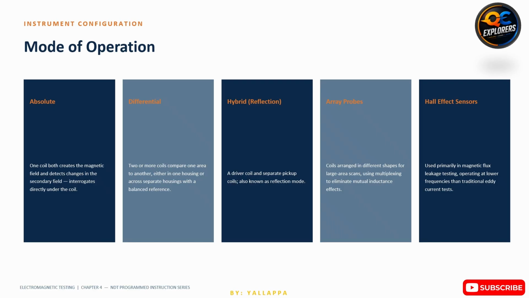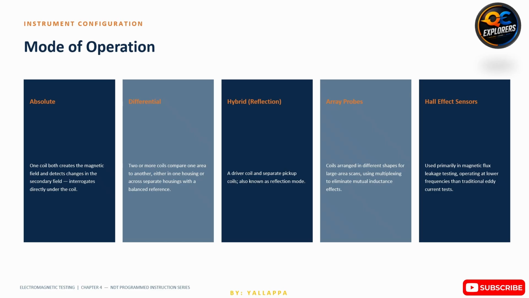The third configuration is the hybrid or reflection mode. In this arrangement, one coil acts as the driver to generate the magnetic field, while one or more separate pickup coils detect the response. Separating the transmitting and receiving functions improves sensitivity in many specialized applications and provides greater flexibility when inspecting complex components. The slide also introduces array probes. Instead of using a single sensing coil, array probes contain multiple coils arranged in carefully designed patterns.